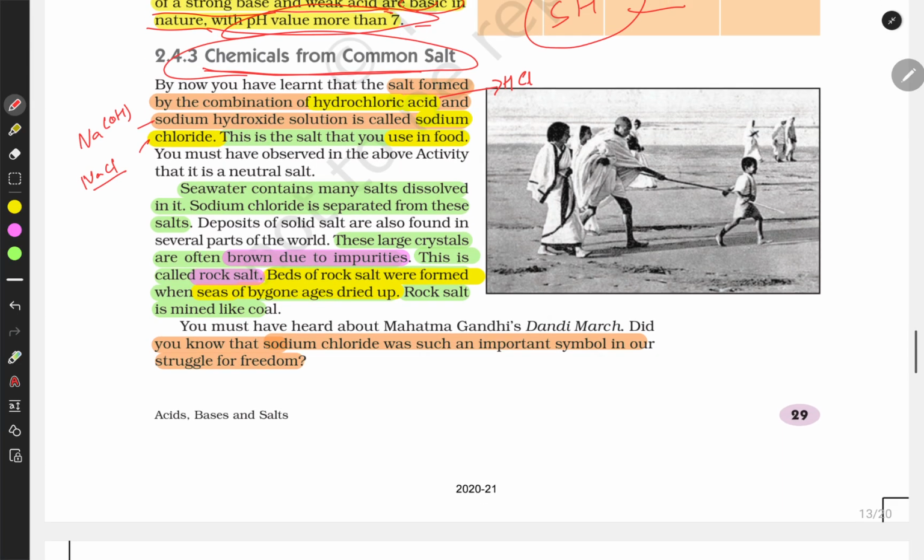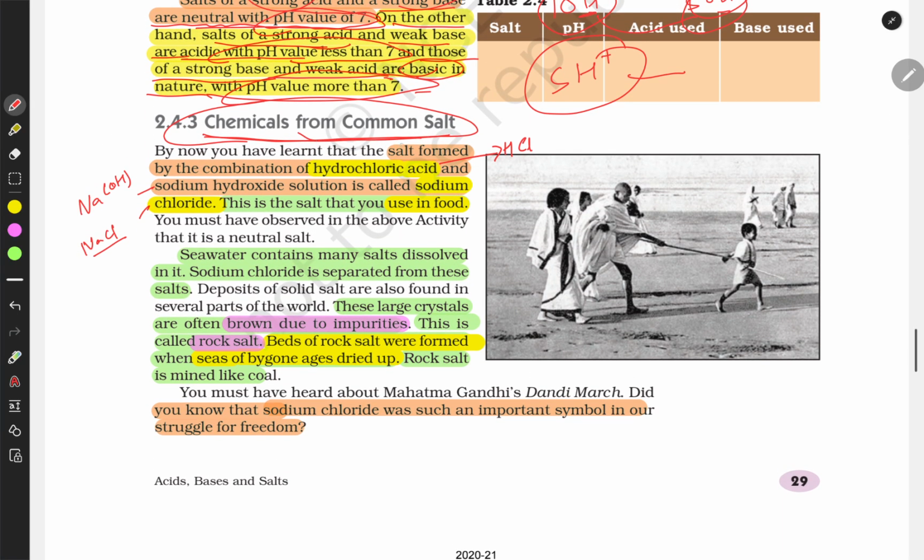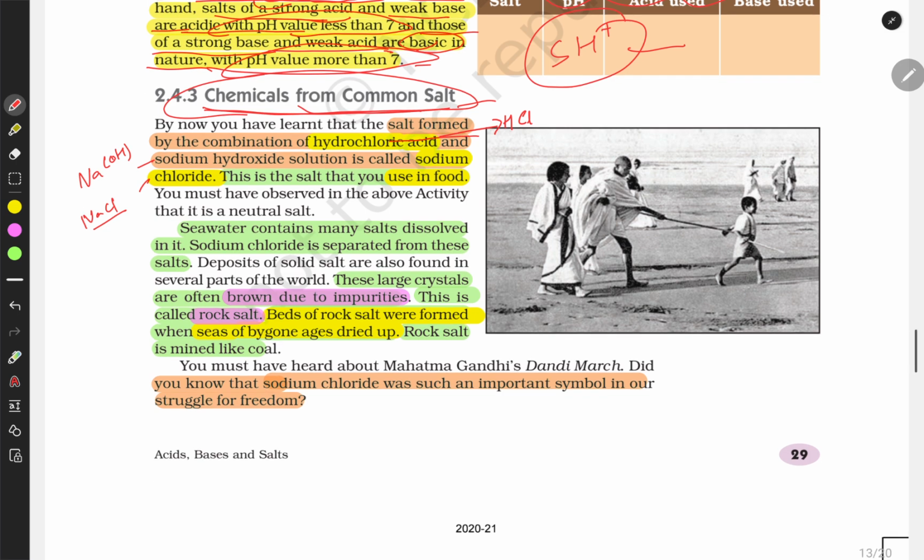Now some history, and chemicals from common salt. A salt formed by the combination of hydrochloric acid, HCl, and sodium hydroxide, NaOH, is called sodium chloride. The OH and H will make water, and Na plus and Cl will combine and form a salt, NaCl. And this is used in food. The common salt is called kitchen salt, which is NaCl, sodium chloride.